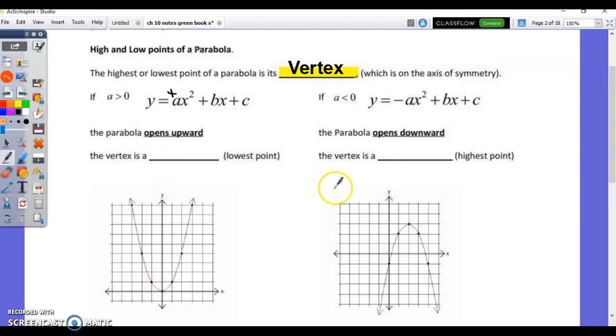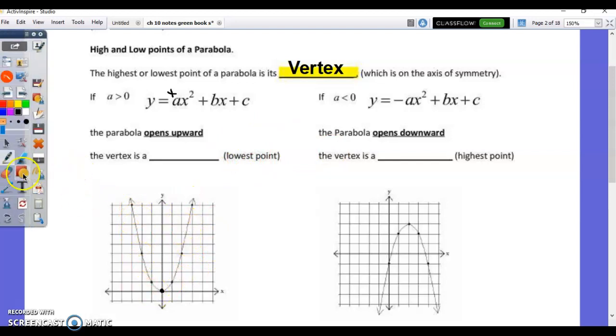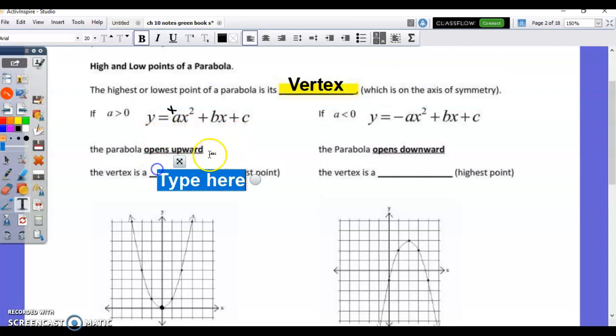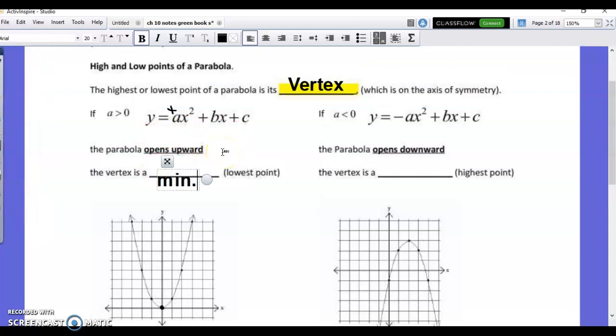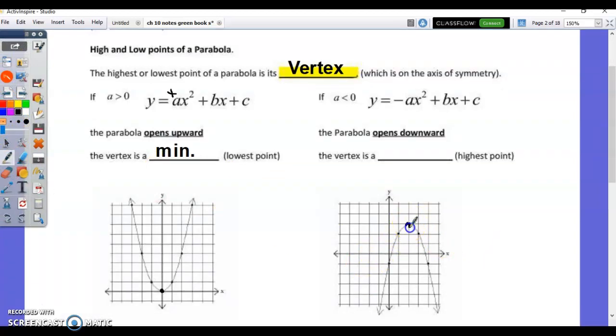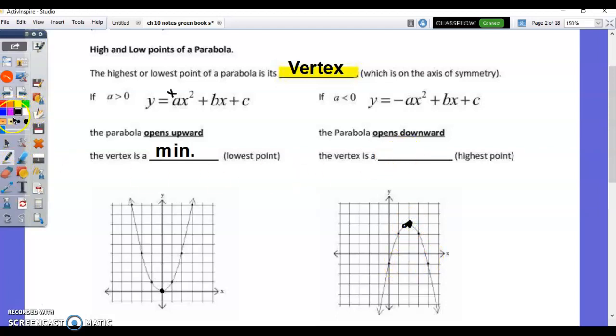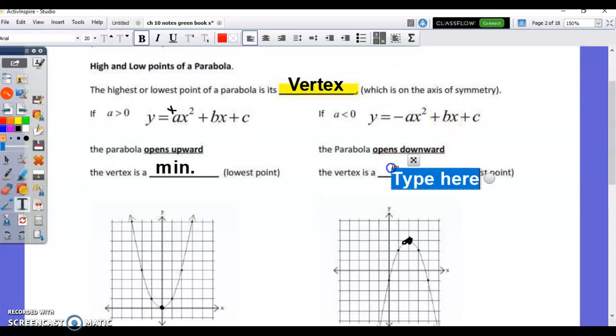All right, so a couple more pieces of terminology. When a parabola opens upward like this, you can see that we have our vertex down here, and that is the lowest point of that parabola. That is known as a minimum, the minimum of the graph. I'm just going to put min to abbreviate. So minimum. And when it opens downward, and you can see that the vertex is right over here in that spot, that would be considered the maximum of a graph because it's the highest point.